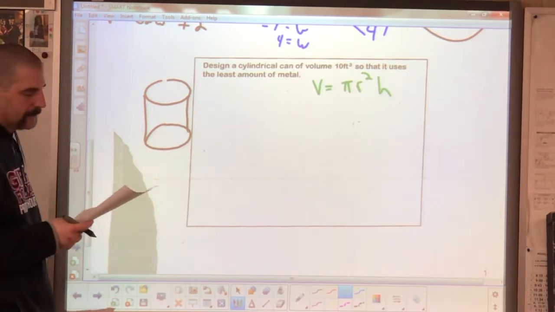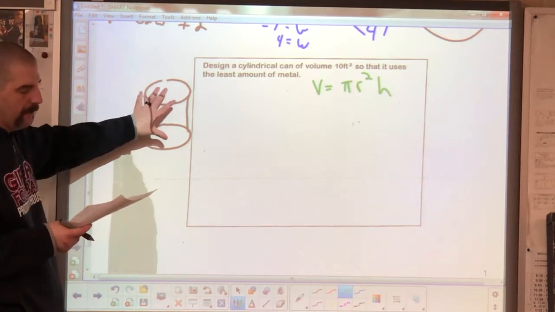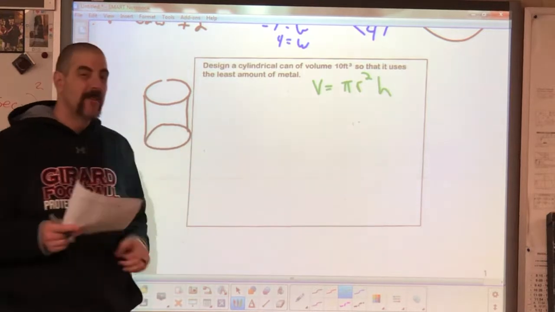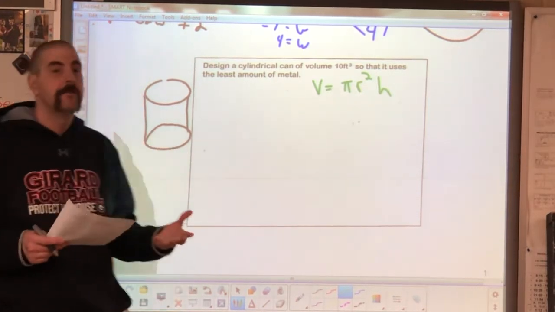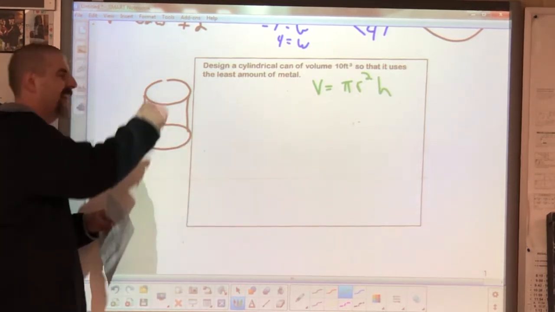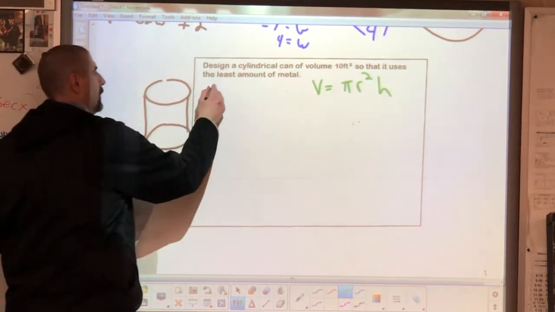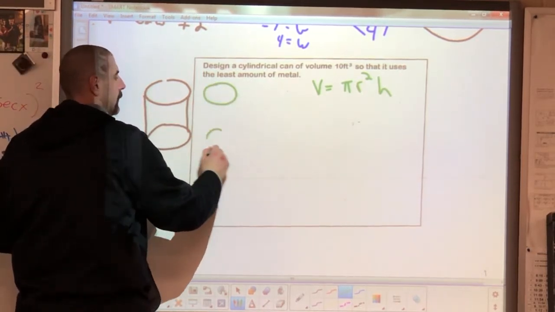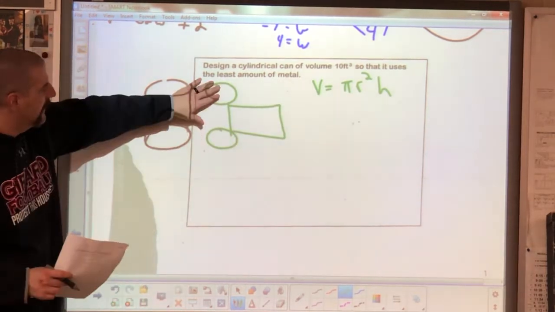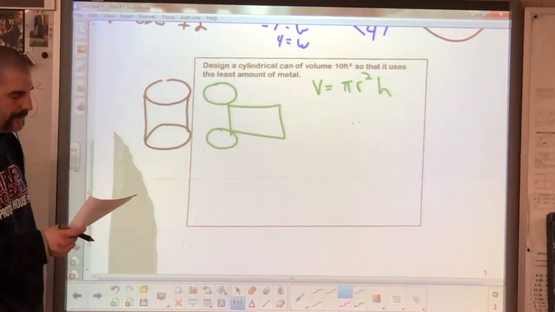All right, so we need to solve volume in terms of things, but before we do, let's see what we have here, okay? To use the least amount of metal, that's the surface area of a cylinder. So if I cut the tops off, and I flatten this part out, you would end up with that, and there's the middle part. So I cut the top and bottom off, and I took this rounded part of the can and flattened it out, you'd end up with that.